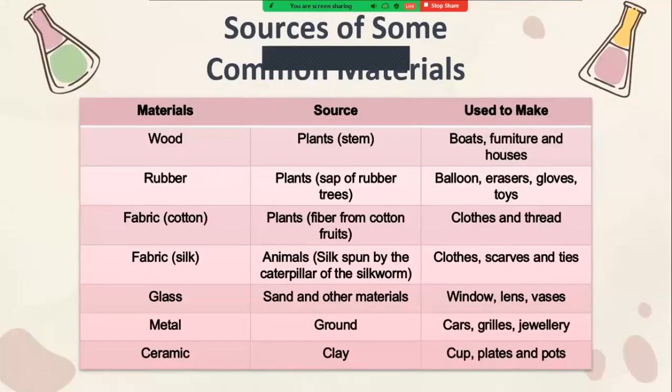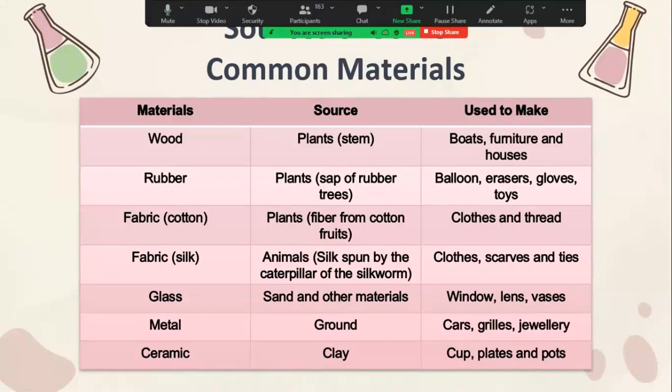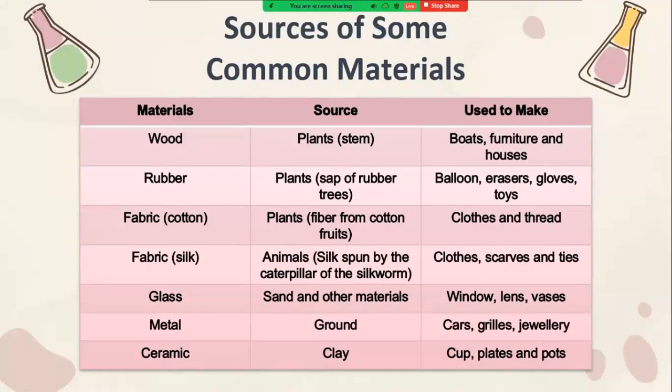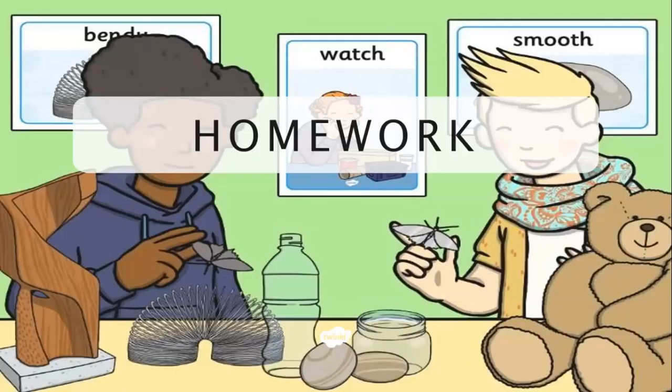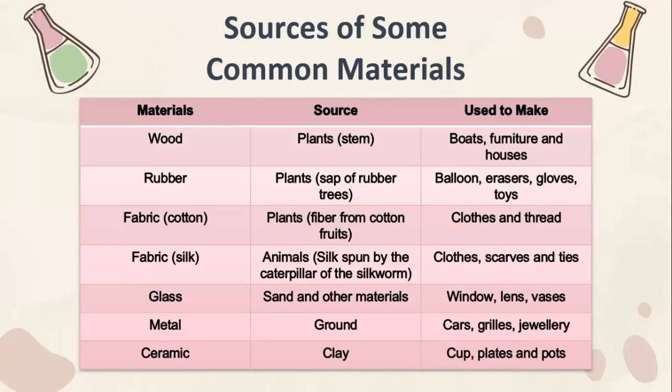Next, these are some of the sources of common materials. We have wood that comes from plants, used to make furniture and houses. We have rubber, which comes from plants as well, from the sap of the rubber tree, used to make balloons, erasers, gloves, and toys. We have cotton from plants to make clothes, silk from animals to make clothes, glass from sand to make windows, metal from the ground to make cars and jewelry, and ceramic clay from the ground to make cups, plates, and pots. So all these are some of the common materials.